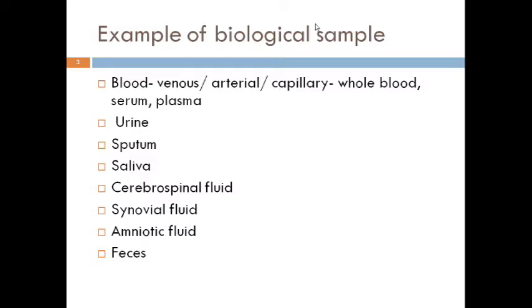Whole blood is the sample that we have collected. Serum is the centrifuged part of the blood, and plasma is also the centrifuged part, the upper part of the centrifuge tube.